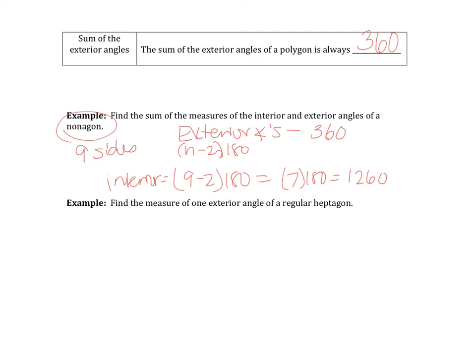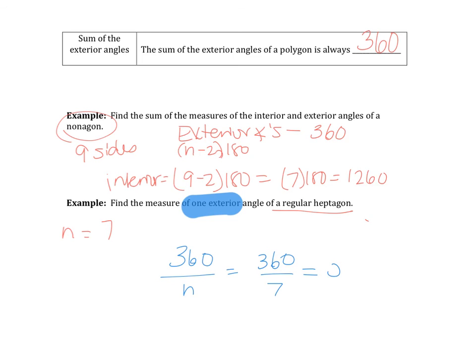All right, find the measure of one exterior angle of a regular heptagon. A heptagon has 7 sides, so n is equal to 7. We're talking about the exterior angles here. What we just learned is that the sum of all the exterior angles is 360. We're going to divide that by n. So 360 divided by 7 is equal to 51.43.